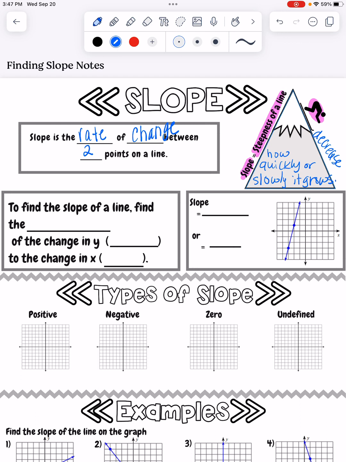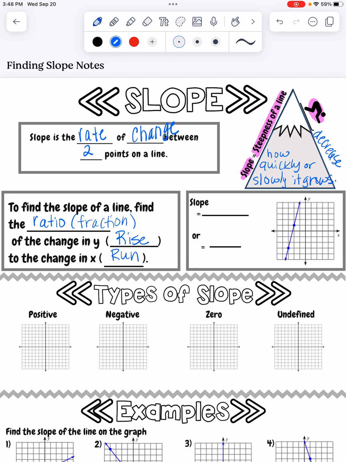So moving on to the next box. To find the slope of a line, you will find the ratio. And another word for that would be a fraction. We do want you to leave these in fraction form and not turn them into a decimal. And the fraction consists of change in y, which a lot of students remember as your rise, to the change in x, which is run.